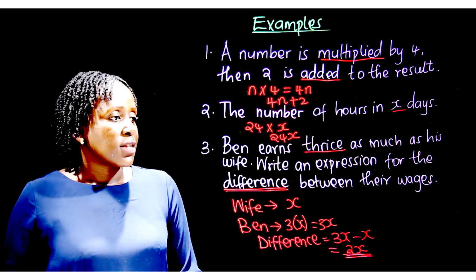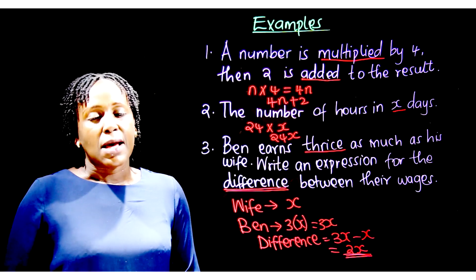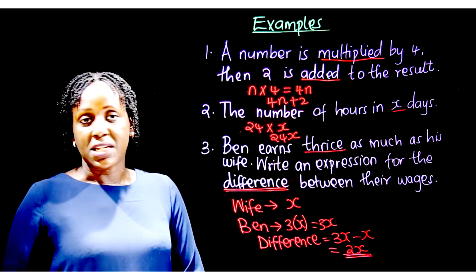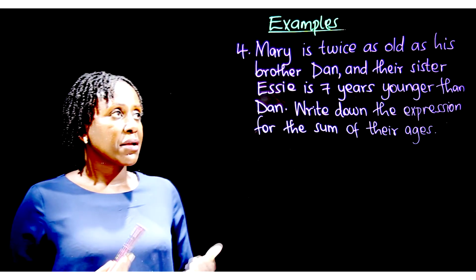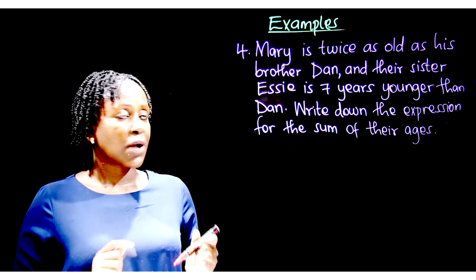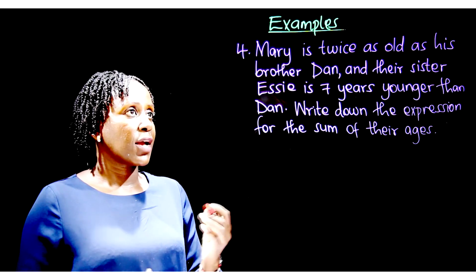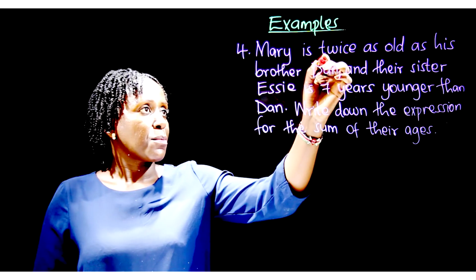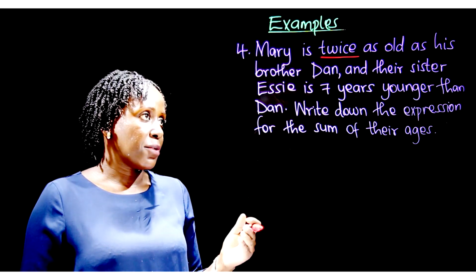Now we're going to look at some other examples which are more like exam-like questions that you would expect in a test. Here is another example. Mary is twice as old as his brother. So we're going to highlight all the words that we need to take into account when coming up with the expression. So Mary is twice as old as his brother Dan.